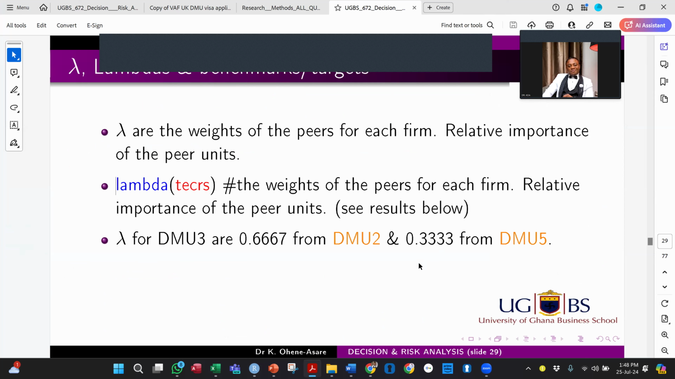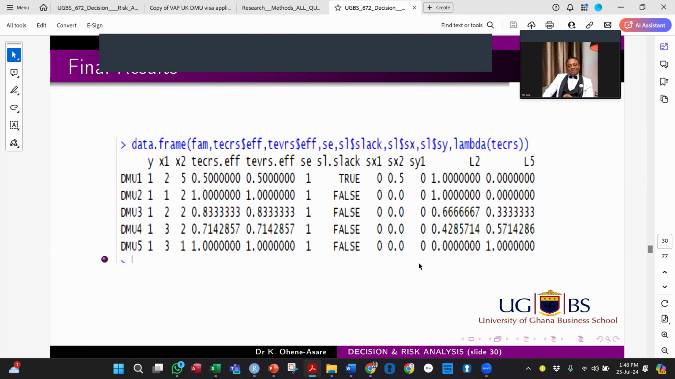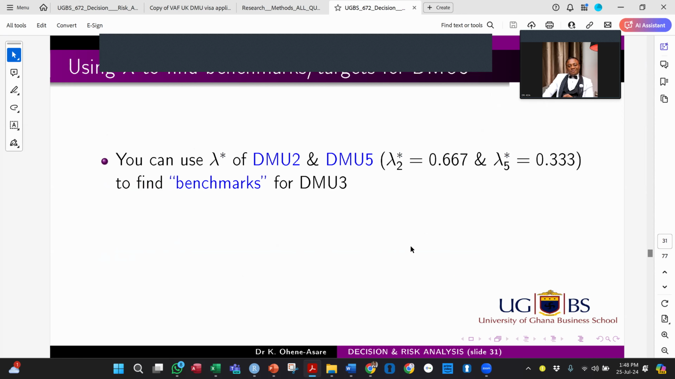How do you use this to calculate the target for DMU3? This is how you do it. If you check the target for DMU4, it's also the same thing. It's from DMU2 and also from DMU5. This is how you calculate it. You can use the lambda for DMU2 and the lambda for DMU5, these two pieces of information, to find the target, also called a benchmark, for DMU3.